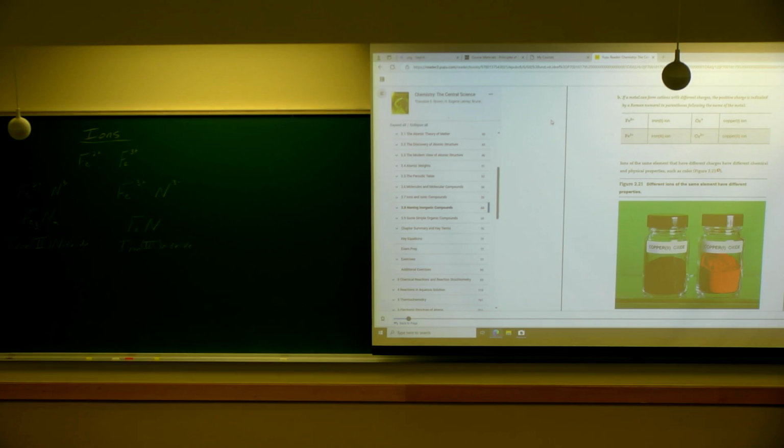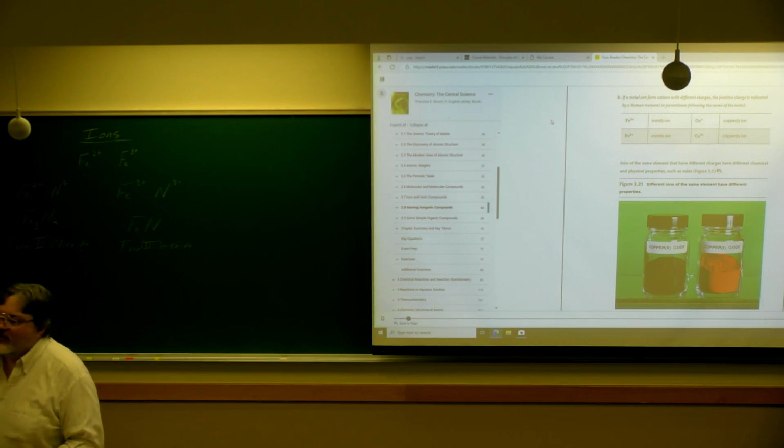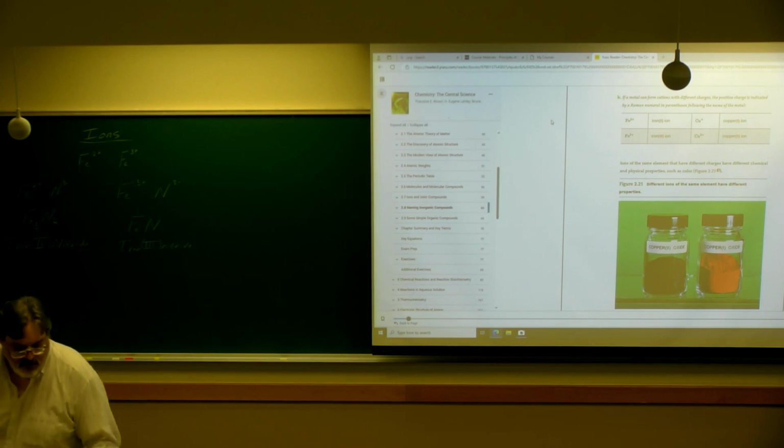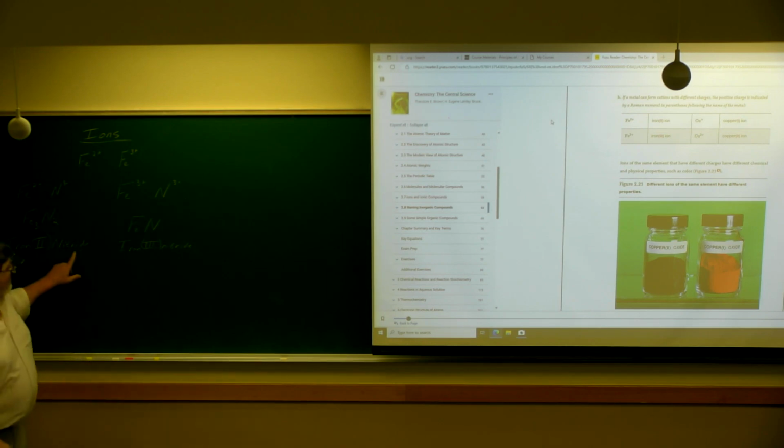astatide, arsenide. So, and then there's also hydride, and then all the metals just keep their normal name. So that's why I've written nitride here for N.